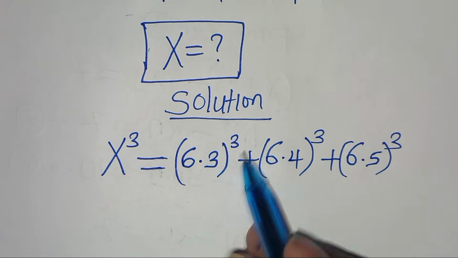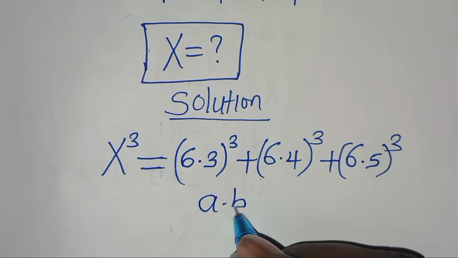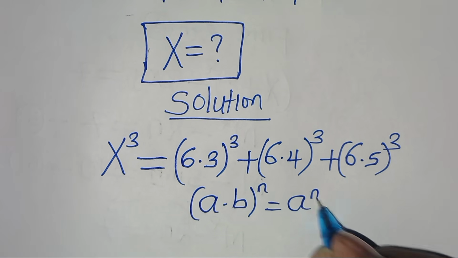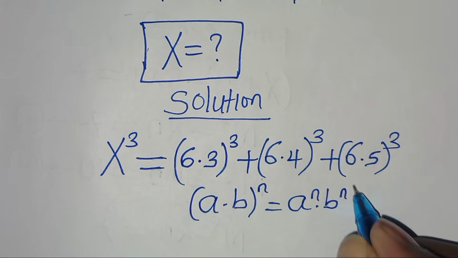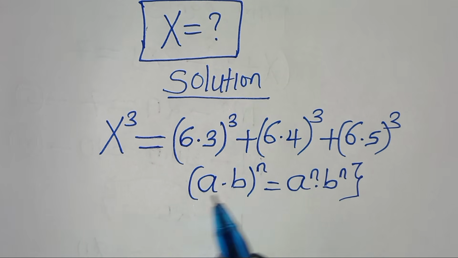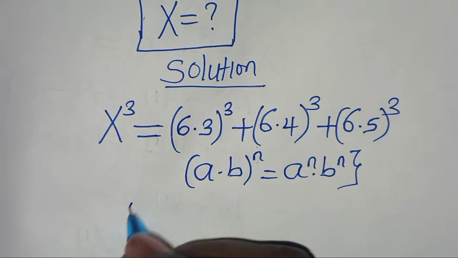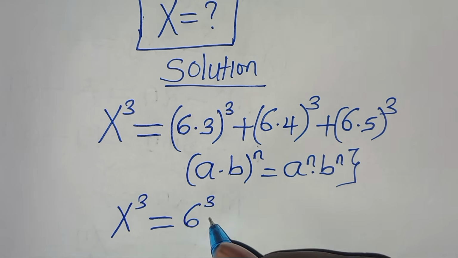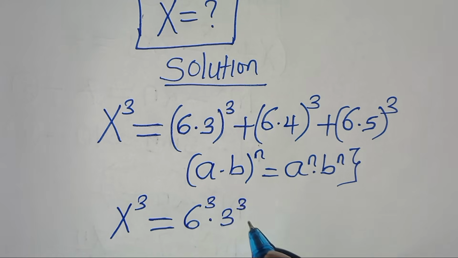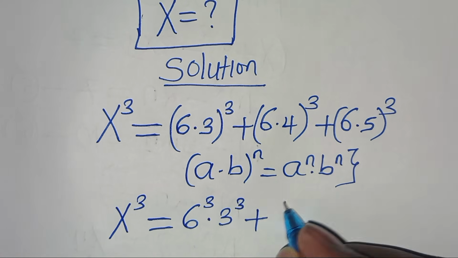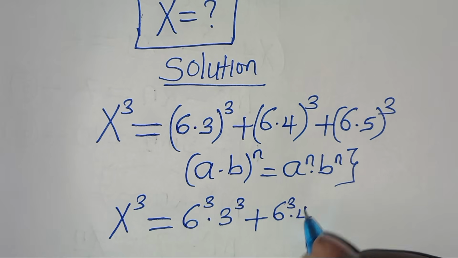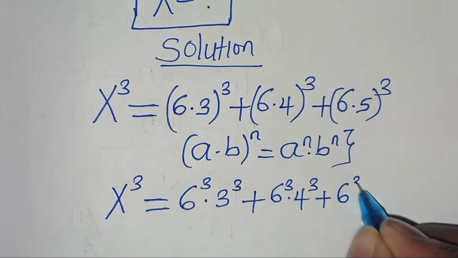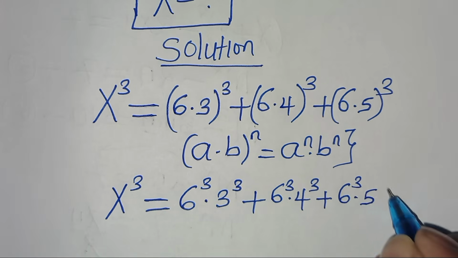Now, this is in the form of a multiplied by b raised to the power of n, which we can express as a to the power of n multiplied by b to the power of n. Applying this exponent property, then we have x to the power of 3 equal to 6 to the power of 3 multiplied by 3 to the power of 3, then plus 6 to the power of 3 multiplied by 4 to the power of 3, then plus 6 to the power of 3 multiplied by 5 to the power of 3.